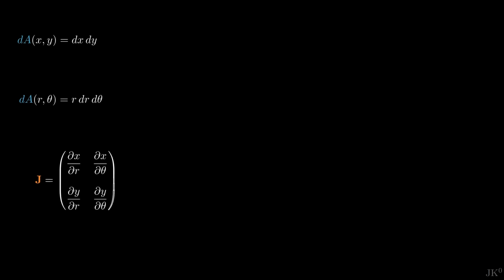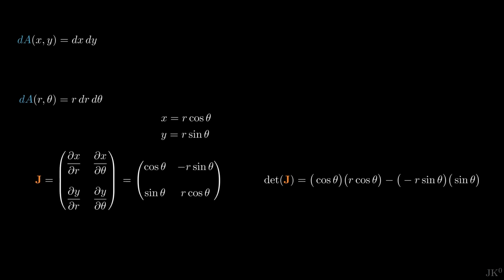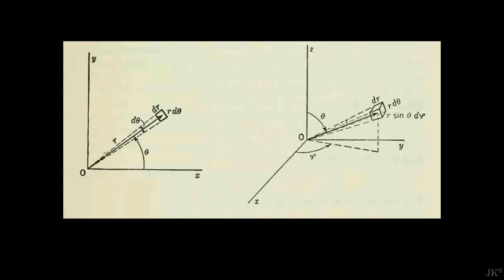For a more general approach, let's calculate the Jacobian of this transformation. The two coordinate systems are related in this way, so you can quickly confirm that the Jacobian matrix is given by this. From here, the Jacobian, which is the determinant of the Jacobian matrix, becomes this, which simplifies to just r. This is the origin of the extra r found above. The great thing about the Jacobian is that it works in any number of dimensions, where the geometric approach would be unthinkable.